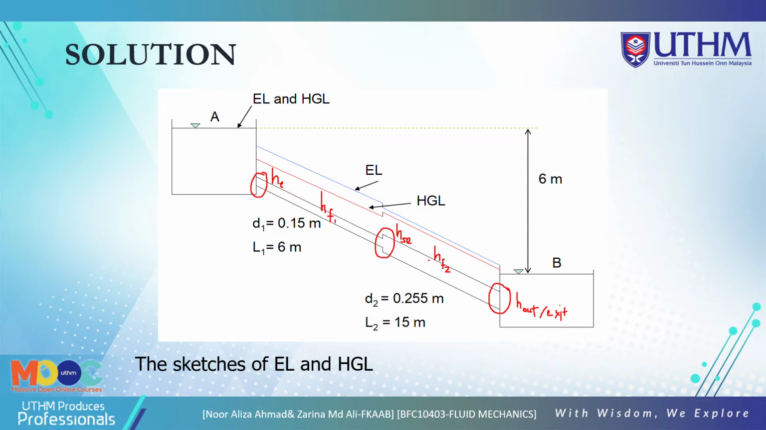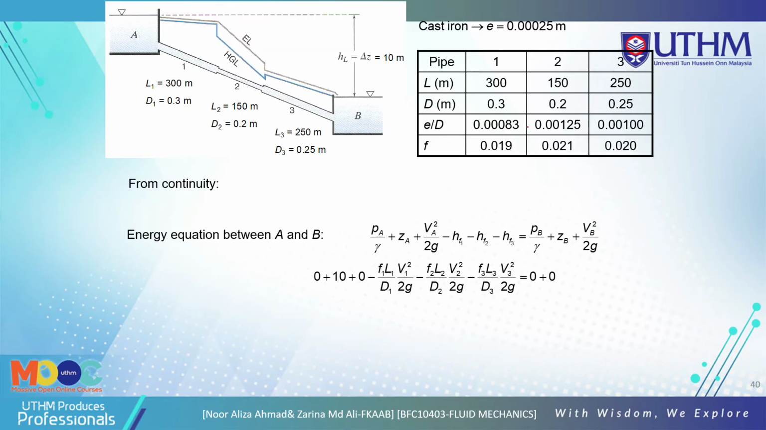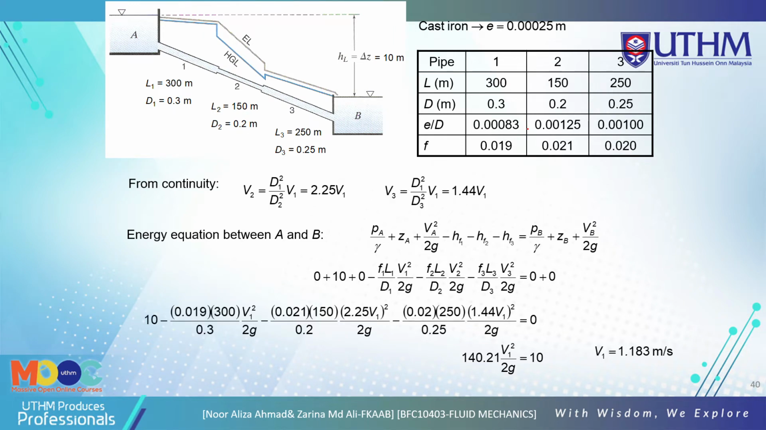Now we look at example 5.6. This is a pipe series, but they have 3 pipes here: pipe 1, pipe 2, and pipe 3. The characteristics of these 3 pipes are based on this table. So L1, D1 for pipe 1, L2, D2 for pipe 2, and L3, D3 for pipe 3. The delta Z from ZA to ZB is 10 meters.